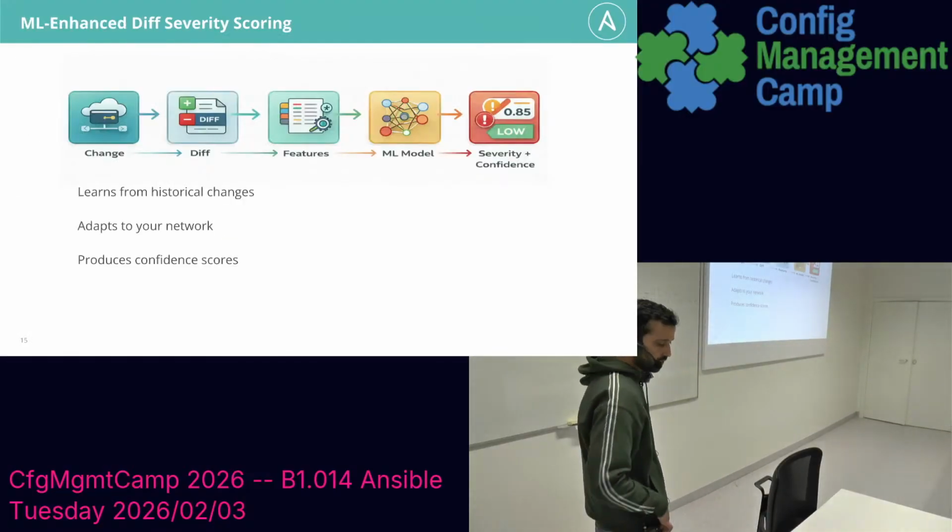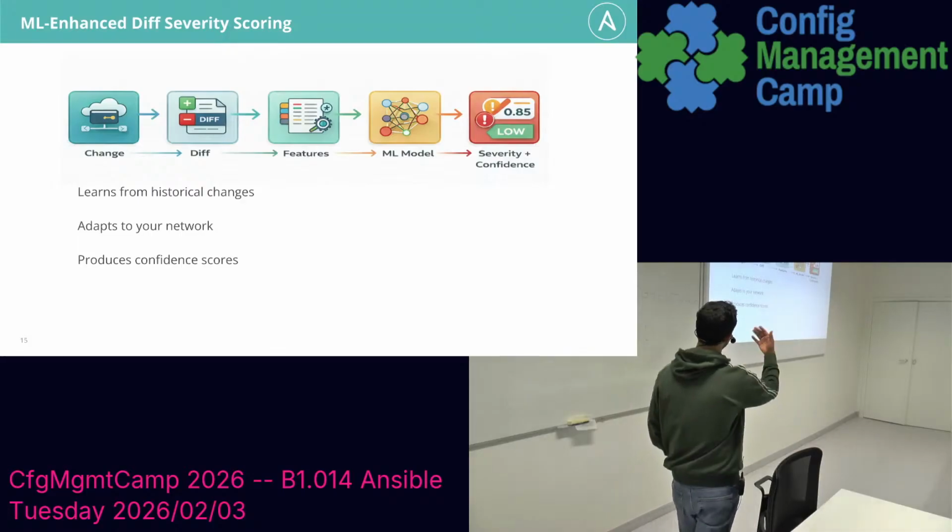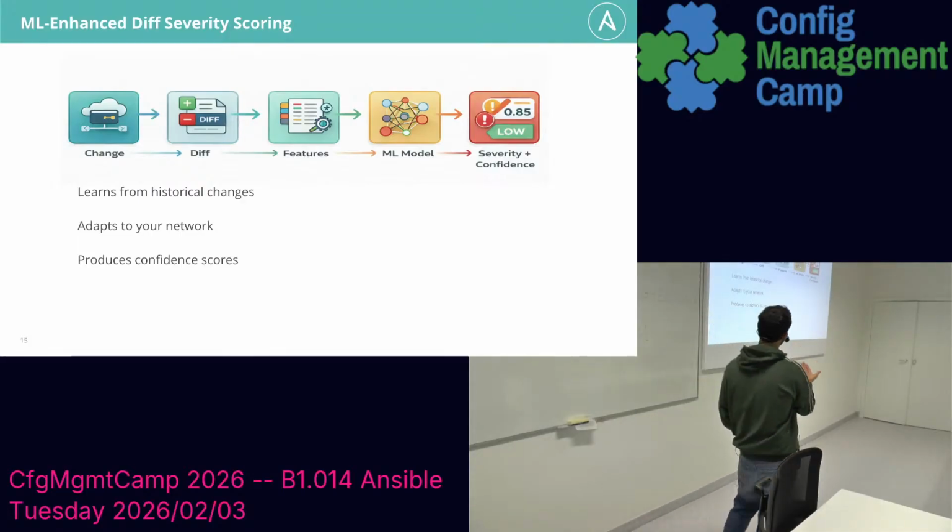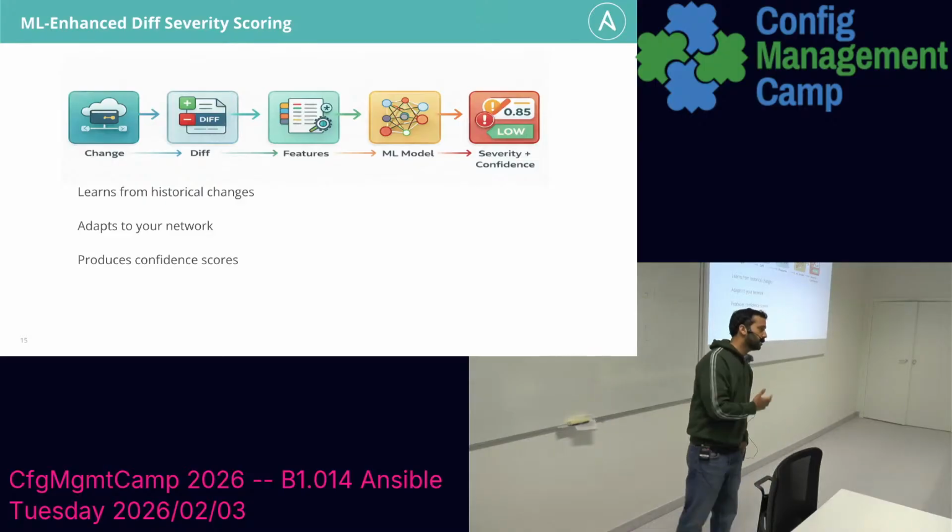So again, this is the flow here. We are going to get the differences, normalize the data, and then based on that model, we will learn what the severity is, and then you can trigger your workflows based on that.